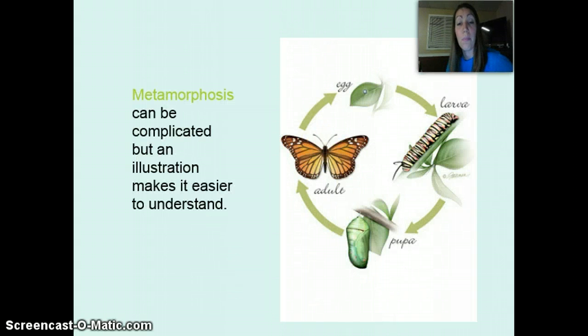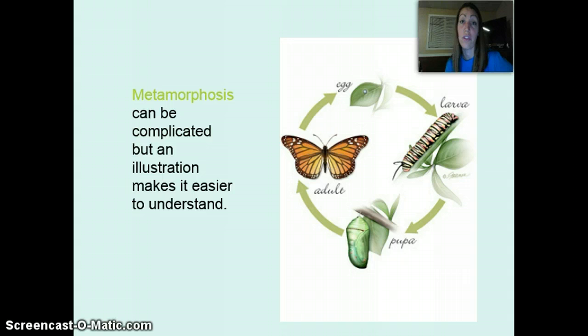Right? Not only can people just have the pictures, but you can do diagrams with scientific drawings that make complicated things easier to understand. So look at this picture of metamorphosis. It can be complicated, but the illustration makes it easier to understand. You see the picture start with the egg, and then it goes to the larva, then it goes to the pupa, and then it goes to the adult butterfly. And then the cycle starts over again. Okay, so this is a diagram with a scientific drawing.